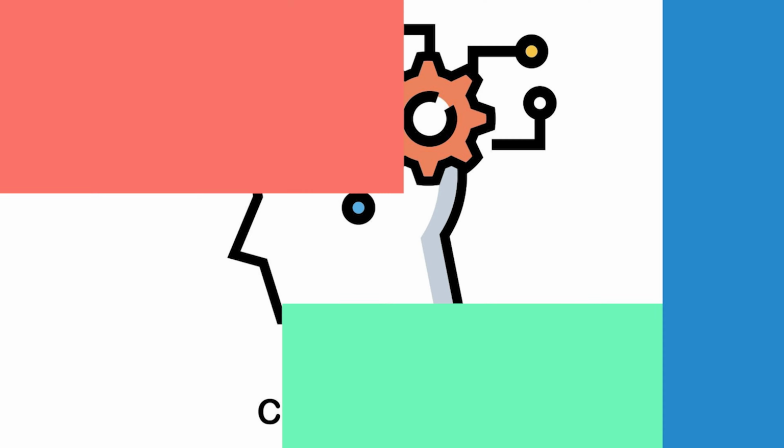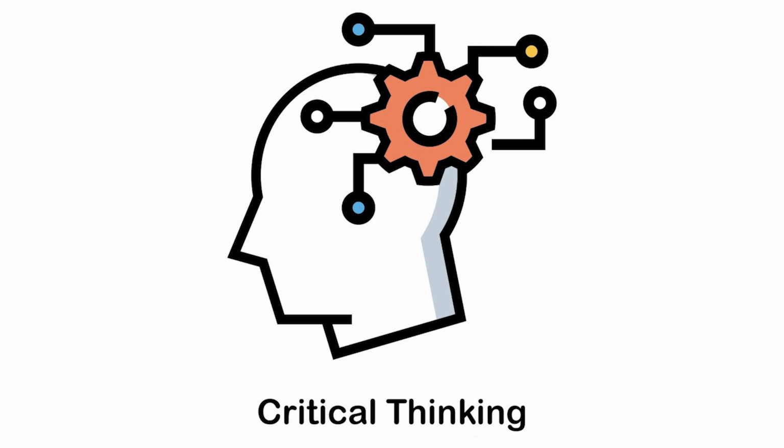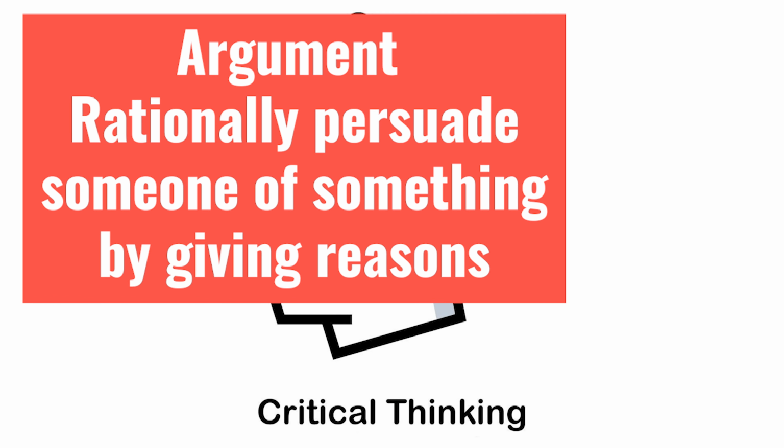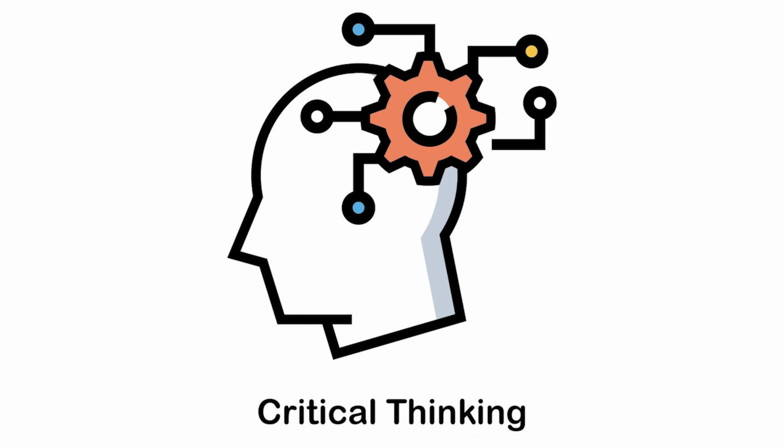Moving on, we have an argument, and an argument attempts to rationally persuade someone or even something by means of giving reasons, in other words, premises, for accepting a conclusion. In an argument, one tries to prove or demonstrate something. So that's what we mean by an argument.